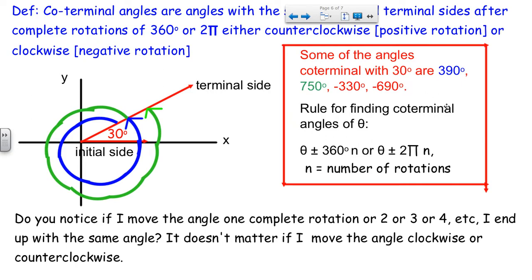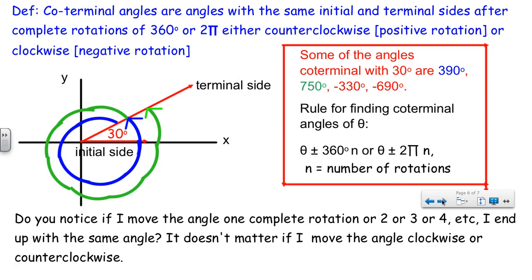So here's my rule for finding coterminal angles for theta. It's theta plus or minus 360 degrees times n, or theta plus or minus 2 pi n, depending on if I'm working with degrees or in radians. And n just stands for the number of rotations. I could do once, twice, 3 times, it doesn't really matter. So now that we have that, I'm thinking we should try and do some problems.